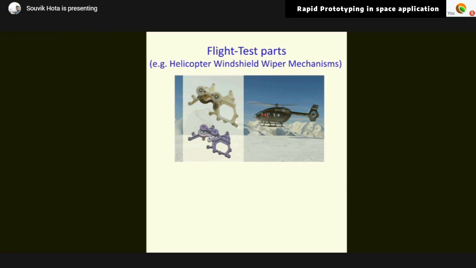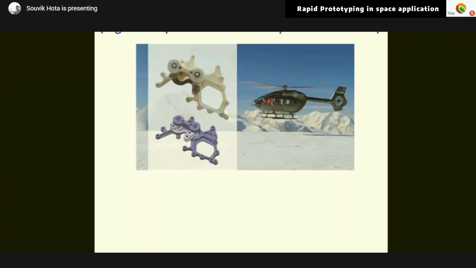This is the flight test part of a helicopter windshield, which was also made with the help of fused deposition modeling.